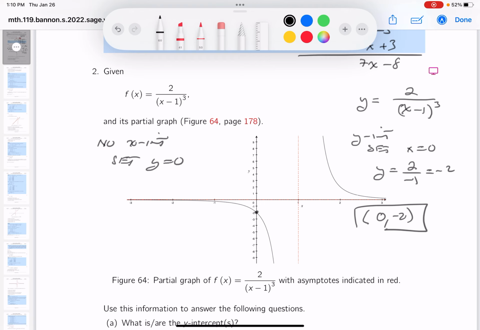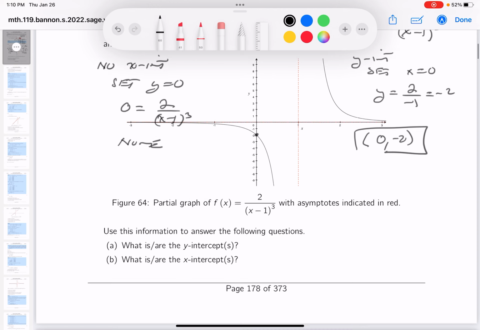That's looking for an x-intercept. What would you get? 0 equals 2 over x minus 1 cubed. And there's no way that could be 0, by the way. The top number is 2. No matter what, the bottom number is never going to be 0. It might get close to 0, but it's never going to be 0. So I'm going to say none. All right? I'll put my work down. This one over here was 0, minus 2. This one over here is none. All right? Put a box in that, and put a box in that.